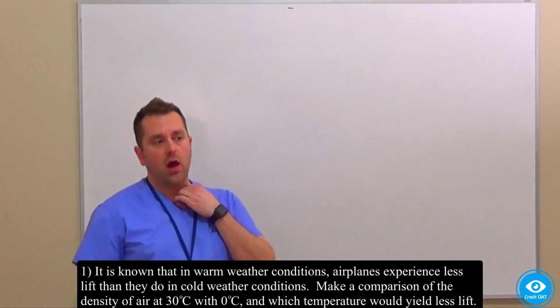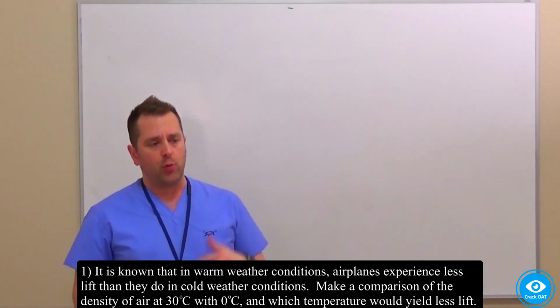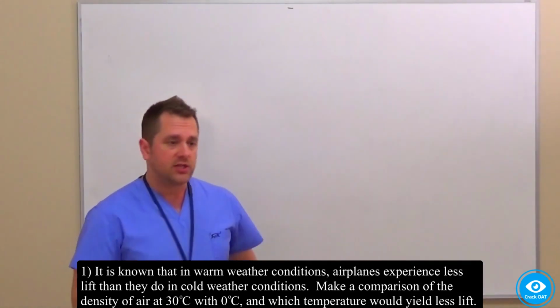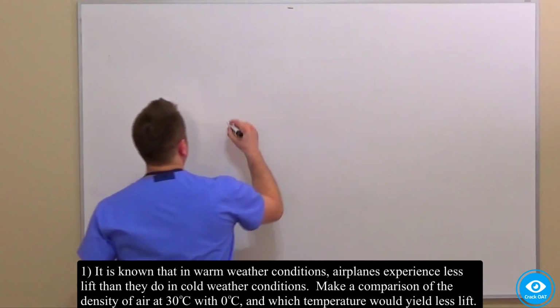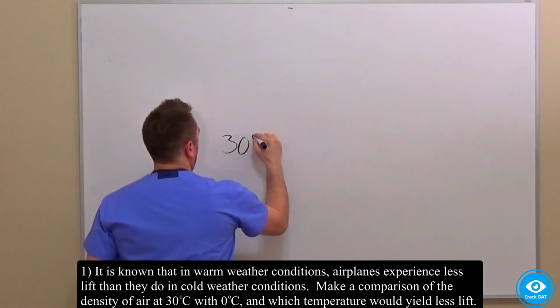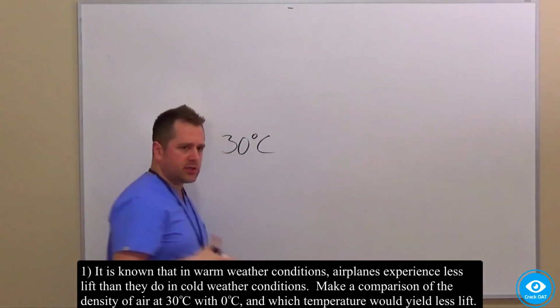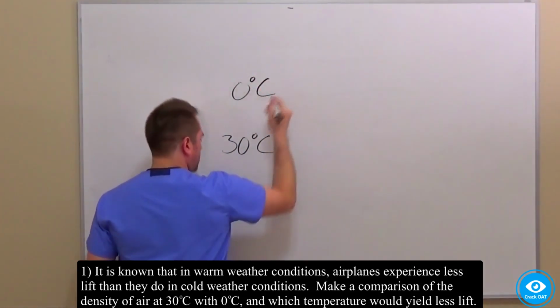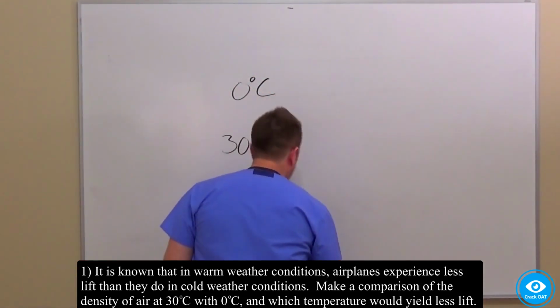Well, already we know, as stated in the problem, the warmer the weather, the less lift the plane is going to experience. So we know that 30 degrees is the temperature at which the airplane is going to experience less lift, no problem. But it wants us to make a comparison, okay? So what does that mean?